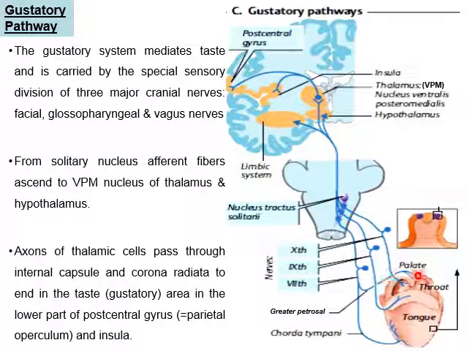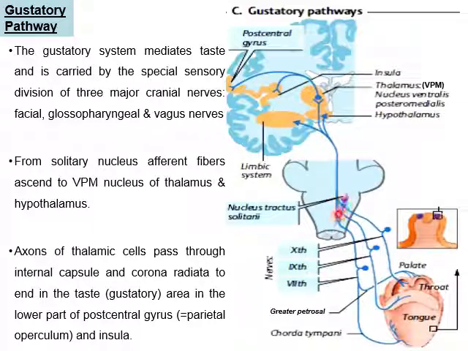So there are two branches from the facial nerve carrying taste sensation. The greater petrosal nerve carries taste from the soft palate, and the chorda tympani carries taste from the anterior two-thirds of the tongue. The taste carried by the three cranial nerves reaches the nucleus and tract solitarius, the solitary nucleus and tract.